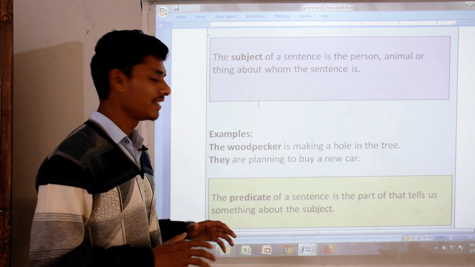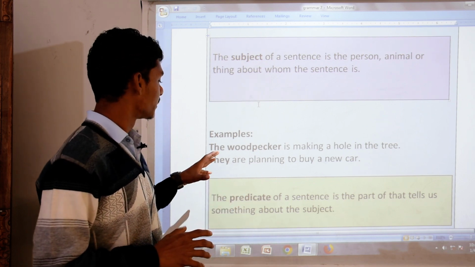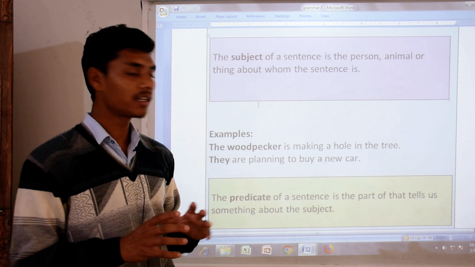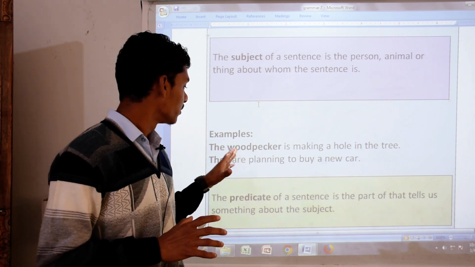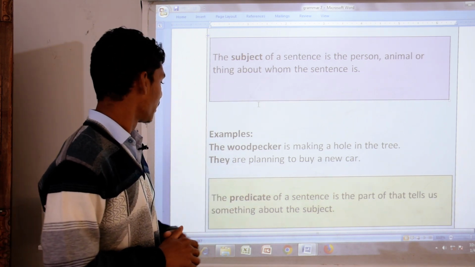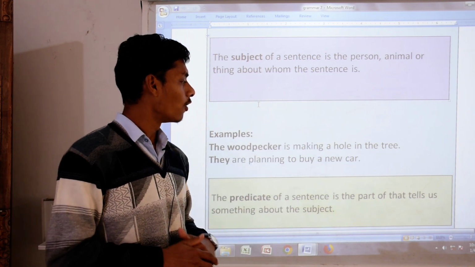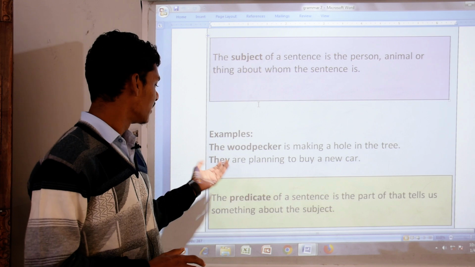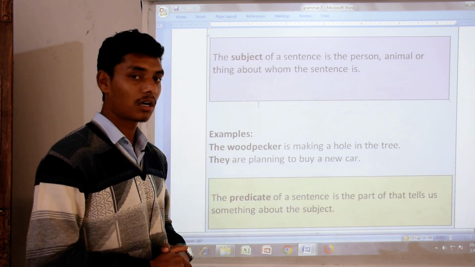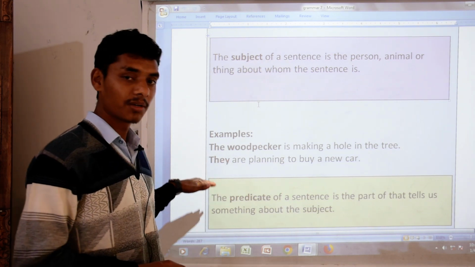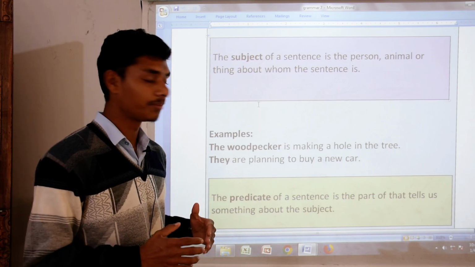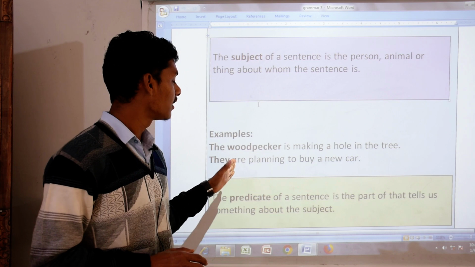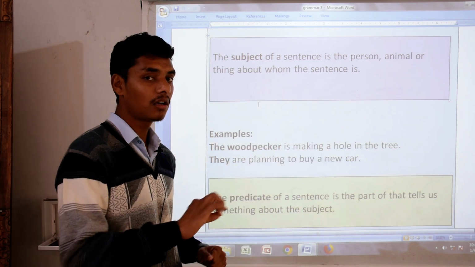A woodpecker is a bird. The bird is making a hole in a tree. So who is our subject? Our subject is the woodpecker, and "is making a hole in the tree" is our predicate. Next, "They are planning to buy a new car." What is our subject? "They" is our subject, and "are planning to buy a new car" is our predicate.